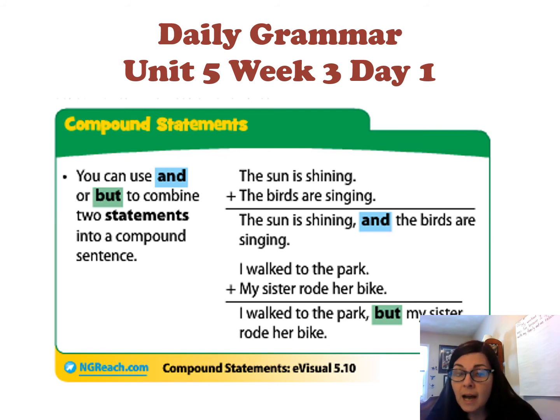The next one says, I walked to the park. My sister rode her bike. Now you could combine those, and this time we're going to use the word but because the two sentences are a little bit different. I walked to the park, but my sister rode her bike. So you see, we combine those two little sentences to make one long sentence.